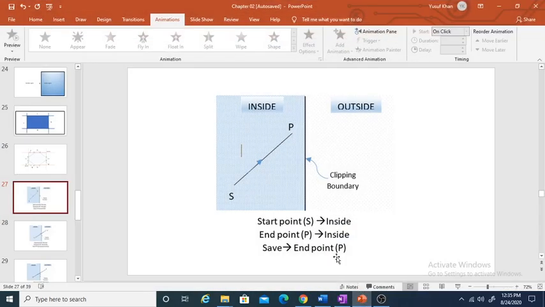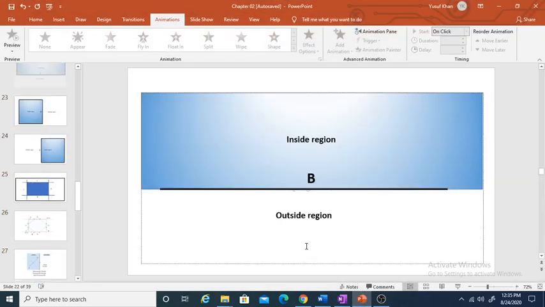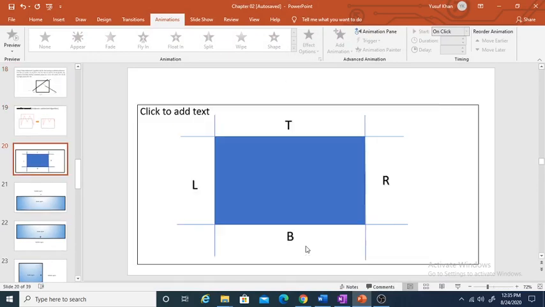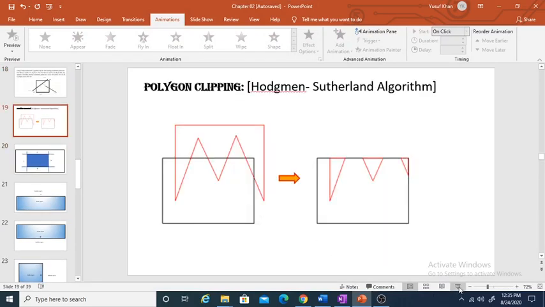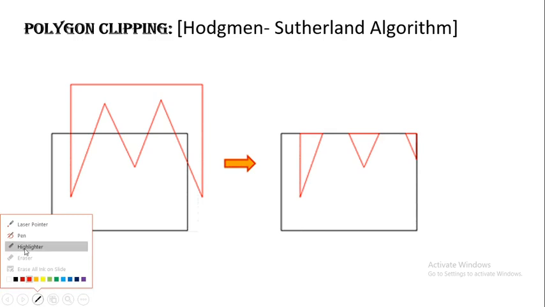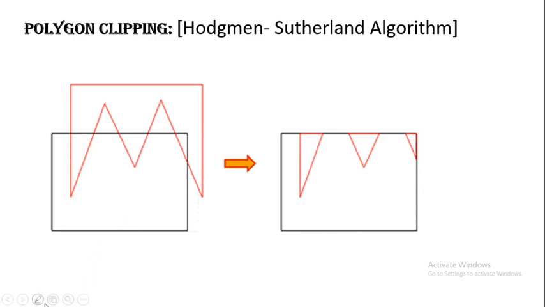Hi, in the last lecture we discussed the line clipping algorithm to clip a line. Today we'll discuss a new algorithm to clip a polygon. The name of the algorithm is the Sutherland-Hodgman algorithm. This algorithm is used to clip the polygon. The approach is different for polygon clipping. Line clipping and polygon clipping are different.